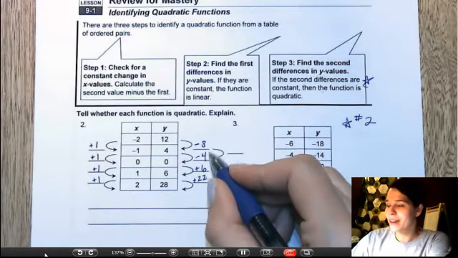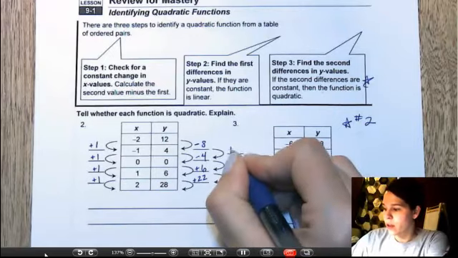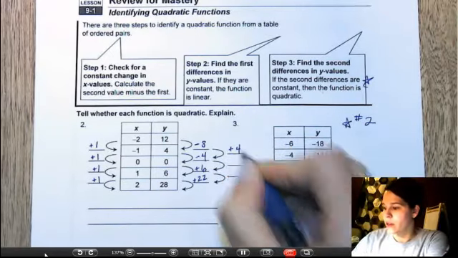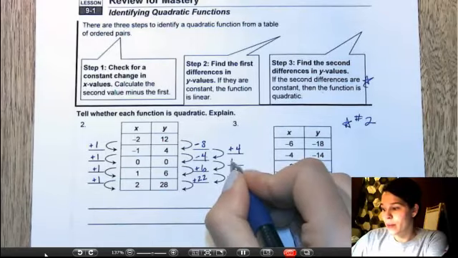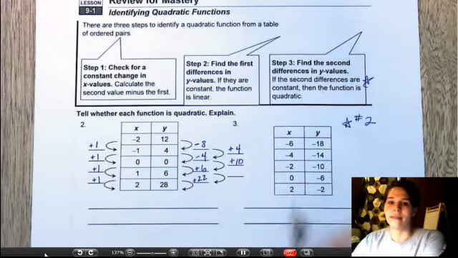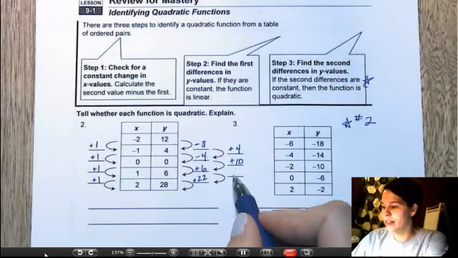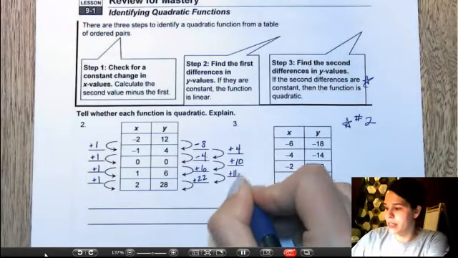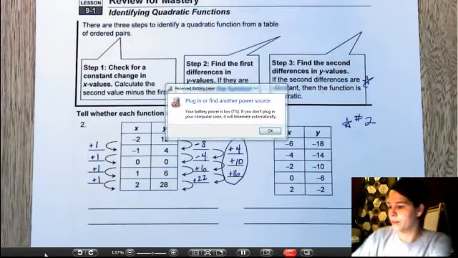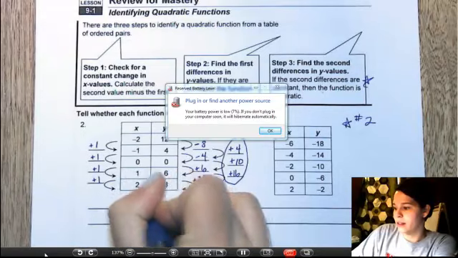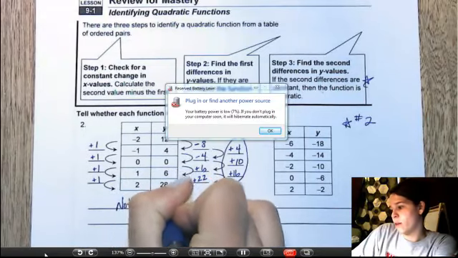To go from -8 to -4, I have to go up 4. To go from -4 to 6, I have to go up 10. I don't really have to check this second one, but I have to go up 16. Because these are not the same value, for instance, like -3, -3, -3, or something, this is not quadratic.